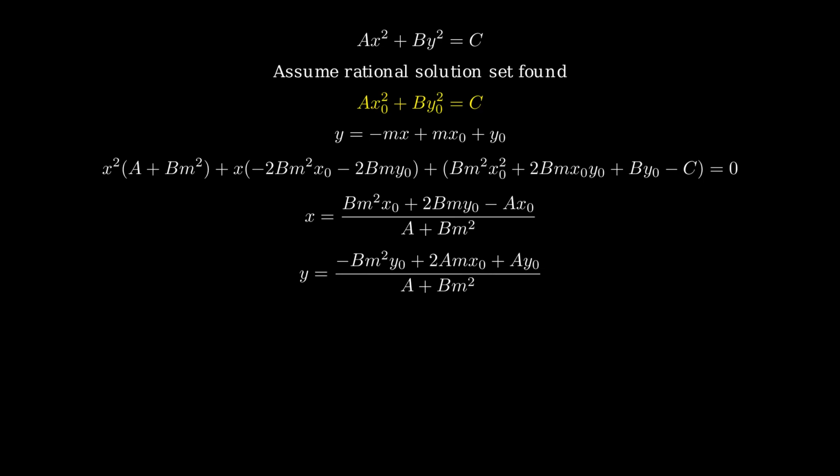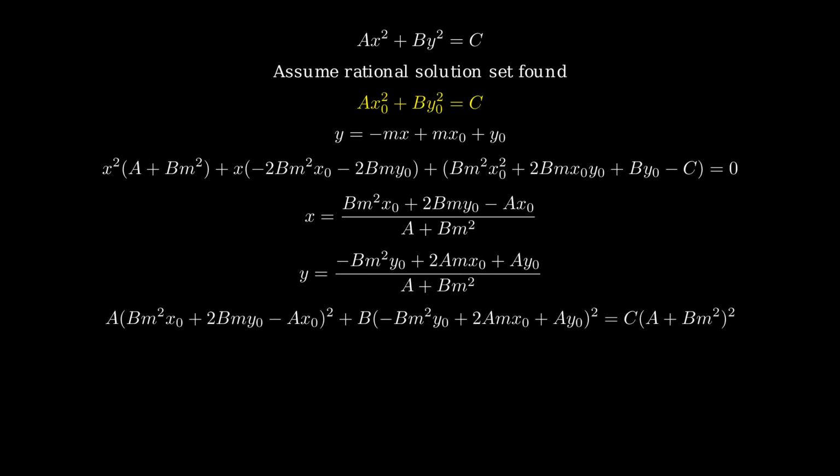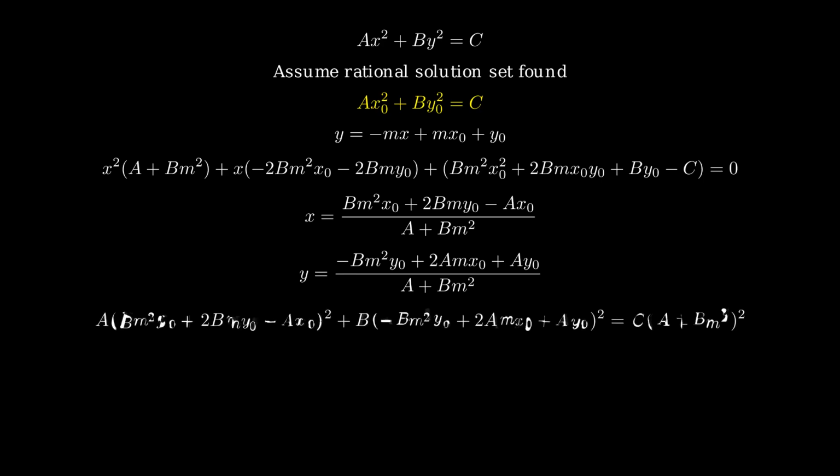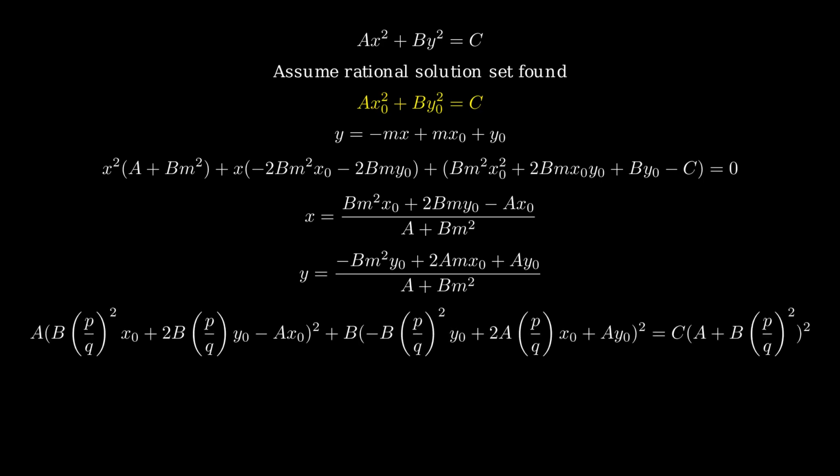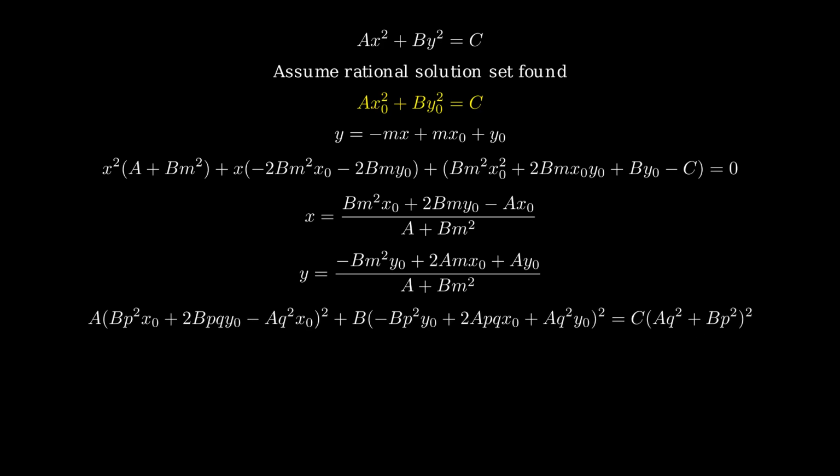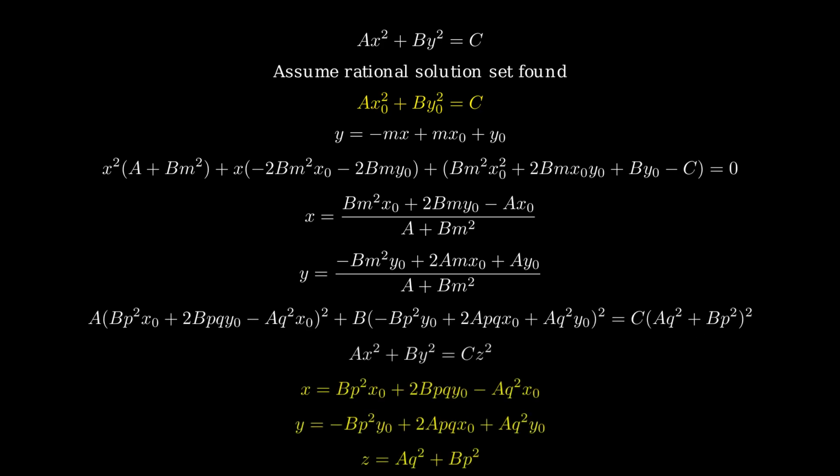We now have x and y in terms of m and other values we already know. Remember that m is some rational value, p over q. And there's our solution for a x squared plus b y squared equals c z squared. X, y, and z must be the following.